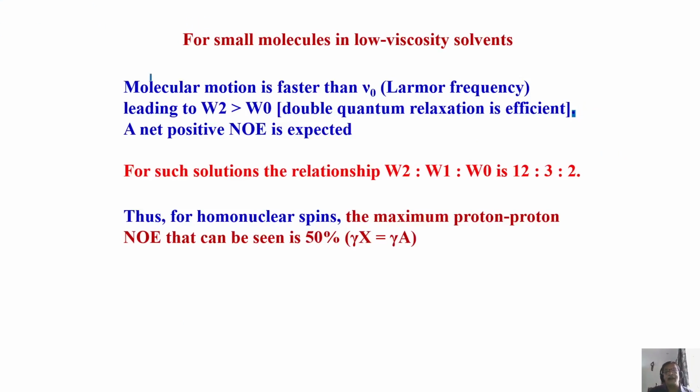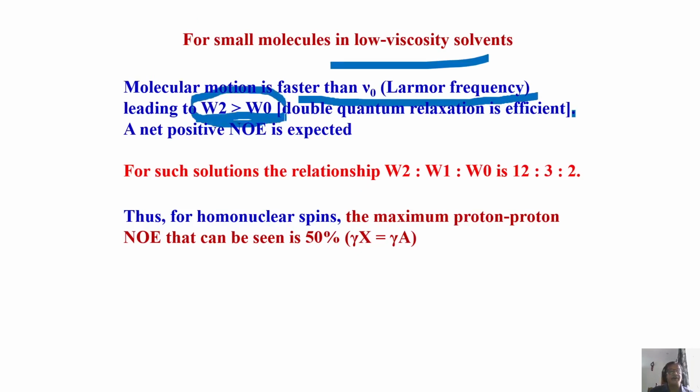So for small molecules in low viscosity solvents, molecular motion is faster than the Larmor frequency, so the dominating term is W2. Small molecules, the motional frequency is always faster than the Larmor frequency. So in 200 megahertz, if you take it, molecular motion will be at 400 megahertz frequency. So what is the dominant mechanism? W2. So double quantum relaxation is efficient, and you get positive NOE.